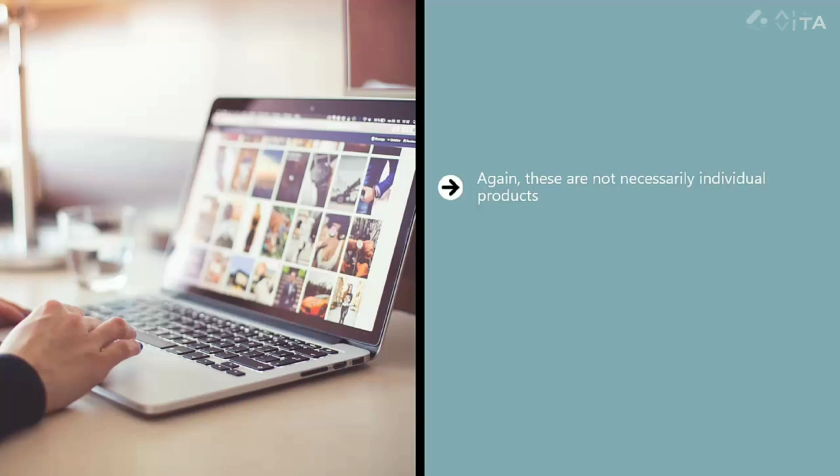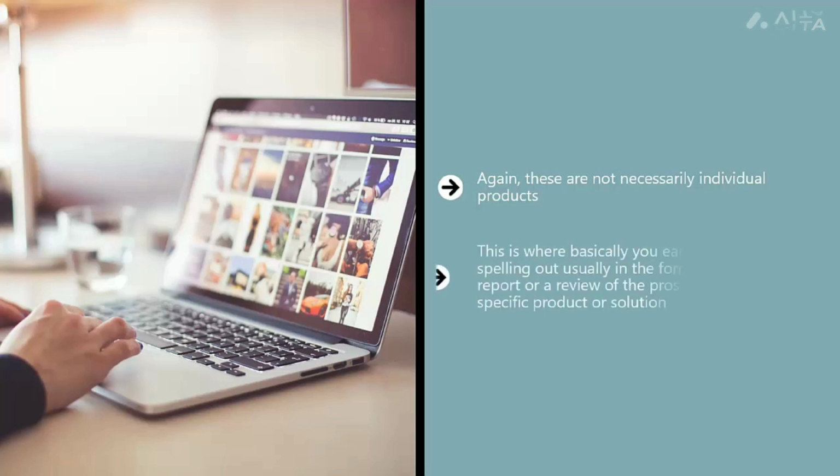You compare these to highlight to the reader that you can be trusted because you know enough to be able to compare, and then you suggest a specific solution, and when they click through to that, they end up in a trust page. This is where basically you earn their trust by spelling out, usually in the form of an in-depth report or a review, the pros and cons of a specific product or solution. From here, you can then convert them. You can link them to a conversion funnel, or you can get them to sign up to a mailing list.